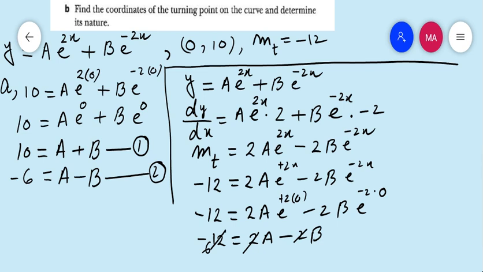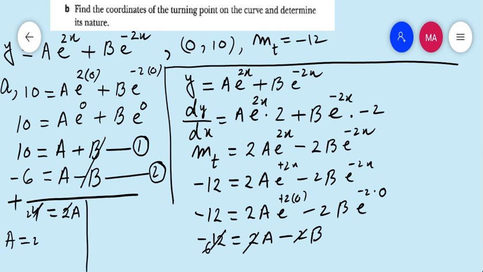I am using the elimination method. 10 minus 6 is 4. If you add both the equations, a plus a is 2a and b cancels with b. So 2 2s are 4. Hence the value of a is 2.